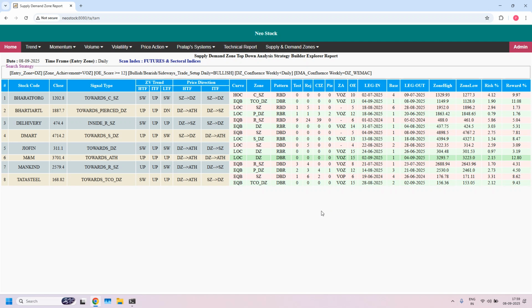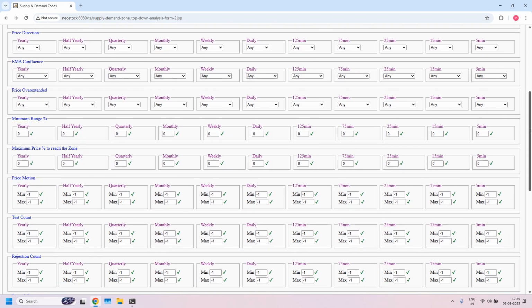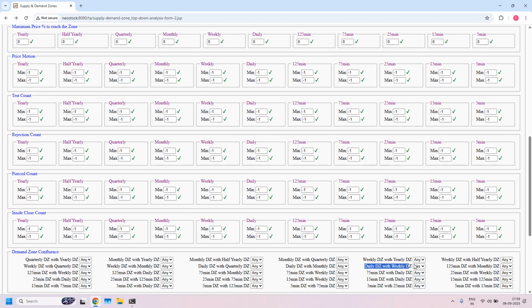Okay. This is the first strategy. Next strategy, LTF, ITF and HTF demand zone confluence, and after that HTF EMA confluence. Let us apply those filters. So I am going back, removing ITF EMA filter. In the demand zone confluence, 3 filters we have to set. First filter is already enabled, that is daily and weekly. Next, daily and monthly, weekly and monthly demand zone confluence.